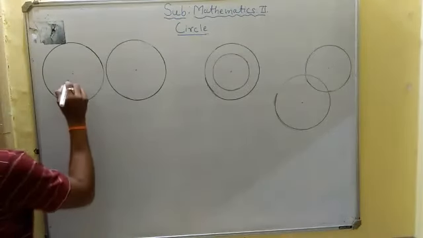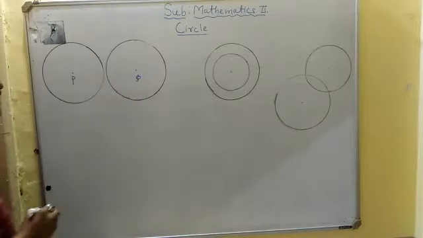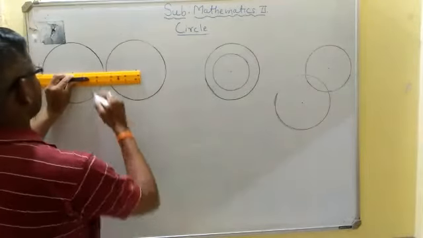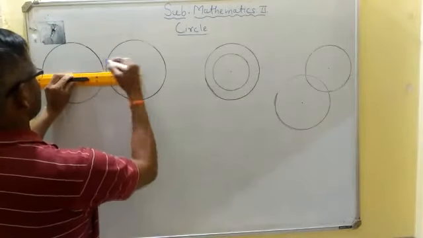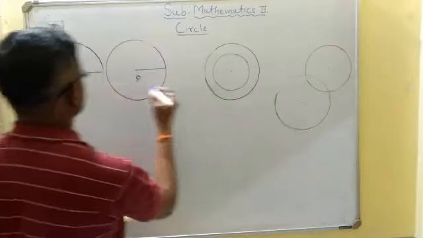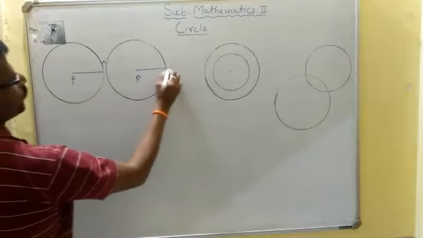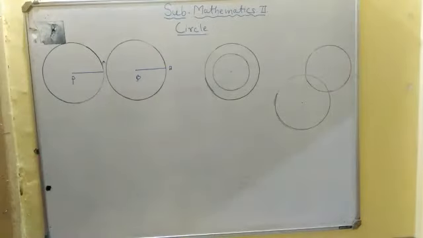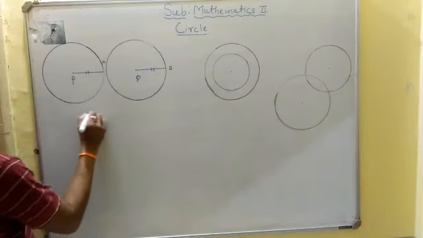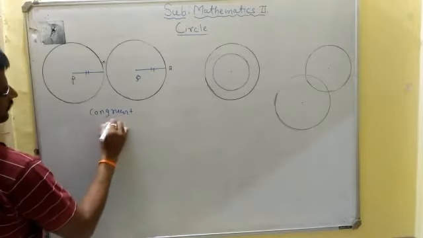Suppose in the first figure we take circles with centers P and Q having equal radii, or the lengths of the radii are equal, then we say that the circles are congruent circles. Look here, PA and QB are the respective radii of the circles and are congruent. Then we say that the circles are congruent circles.